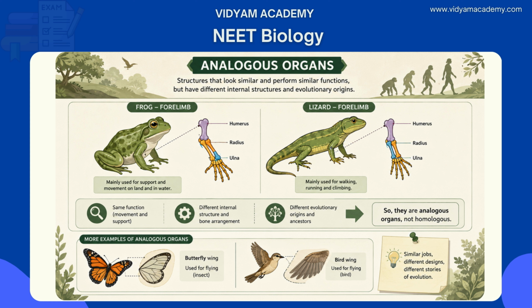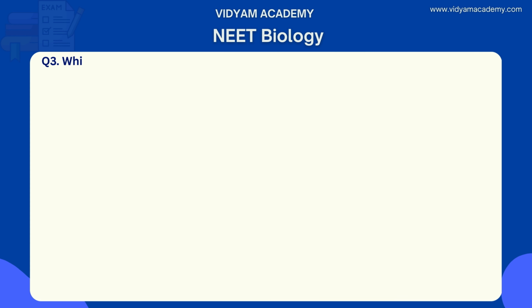Option A, frog and lizard forelimbs are homologous, same tetrapod bone plan. Option B, thorns of bougainvillea and tendrils of cucurbita are also homologous, both modified stems. Only butterfly and bird wings are truly analogous. That's why option C, wings of butterfly and wings of bird, both used for flight but completely different in structure, embryonic origin, and evolutionary history, is the right answer here. And next, move to question number 3.